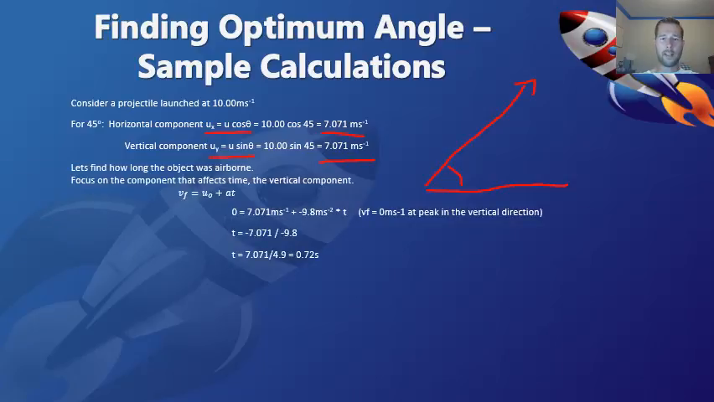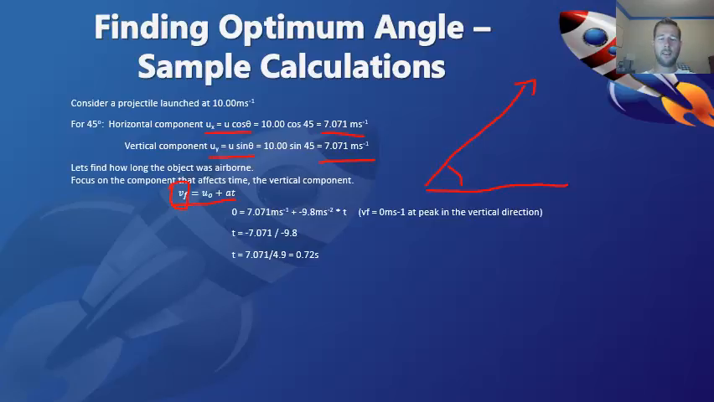So let's find out how long the object was airborne for. And this time we focus on the y component using this equation. Now, when we use our projectile motion equations, we always focus on either the horizontal or the vertical components of velocity. And this way it makes our calculations a lot easier. So when you find the equation, determine whether you're going to use it horizontally or vertically. So looking at this equation, we've got Vf, which is here.